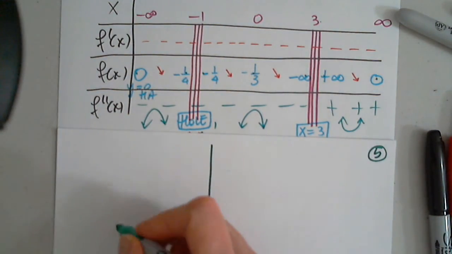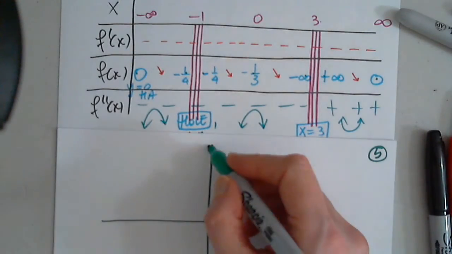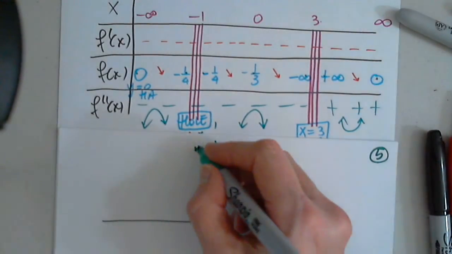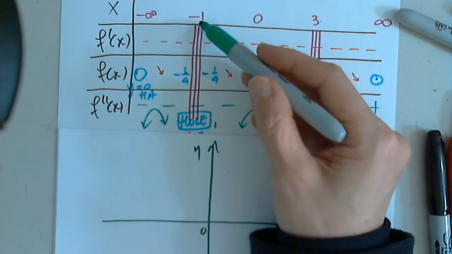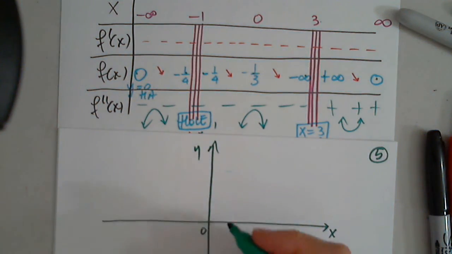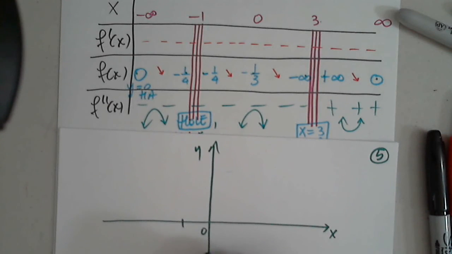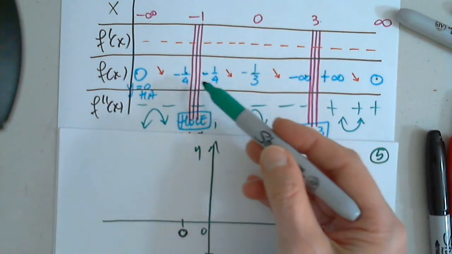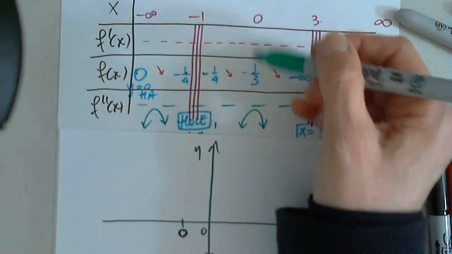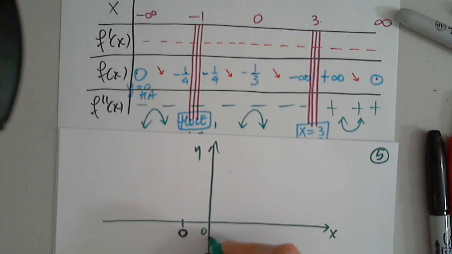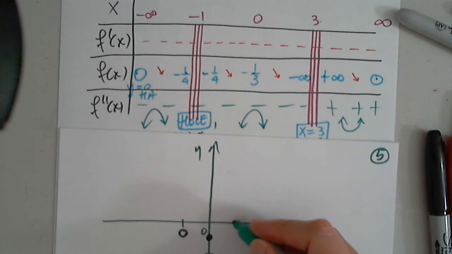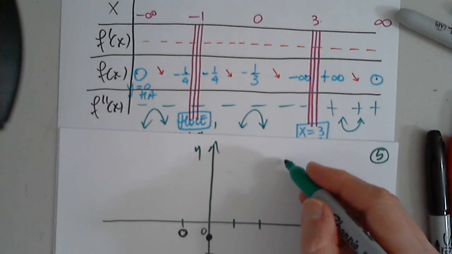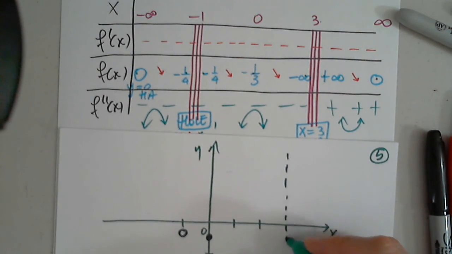I only care about my table. Nothing else matters. The hole is at -1, -1/4. So I'm going to take a bigger unit. So -1, -1/4. This is the hole, -1, -1/4 on both sides. 0, -1/3. And 1, 2, 3 is a vertical asymptote.